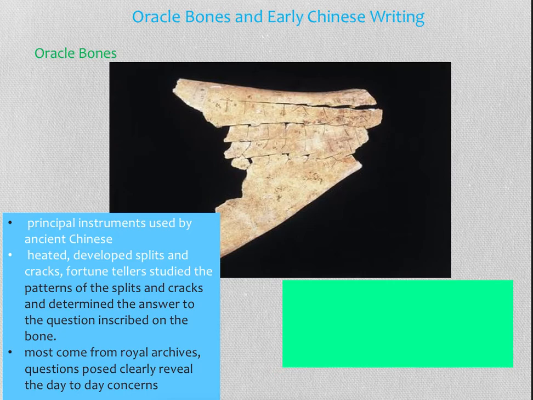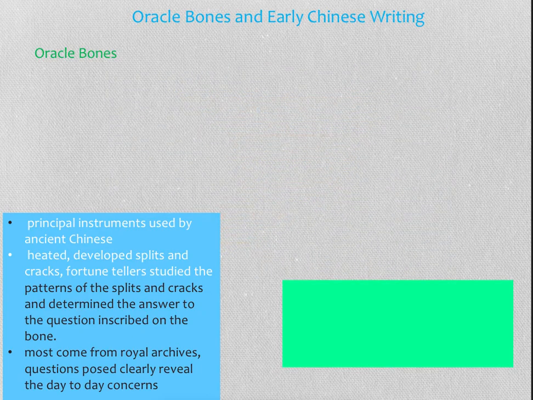And the people who began to use this first were the fortune tellers, who would interpret what the cracks meant. The most common were from the Royal Archives, these oracle bones, and they posed daily questions, like was the queen going to have a male or a female heir? Should they produce more agriculture? Should they go to war? So that's really the earliest form of writing.